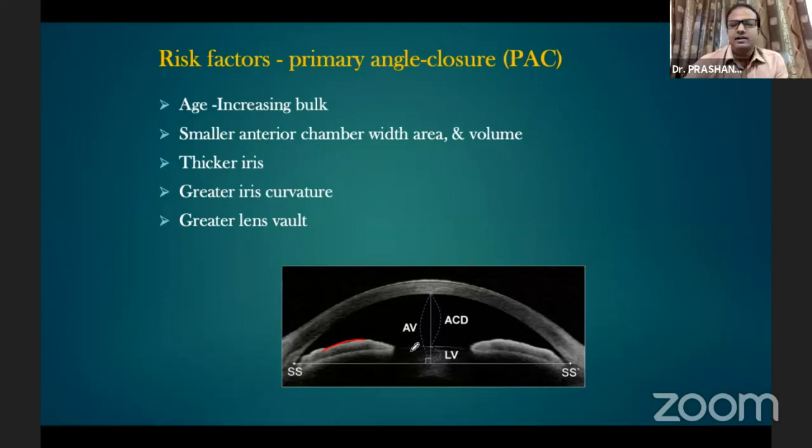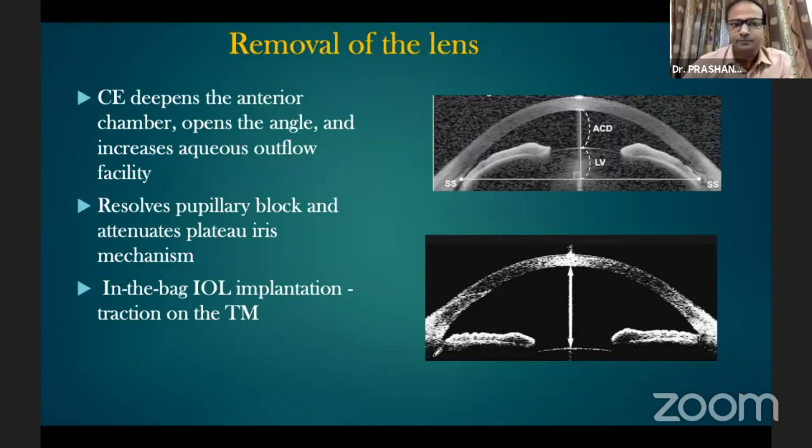Now, what is lens vault? Lens vault is the perpendicular distance of the anterior lens surface from a line drawn artificially connecting the two scleral spurs. So this distance is called the lens vault. With the aging of the patient and with the progression of cataract, this lens vault increases over a period of time, which causes the crowding of the angle. So removing the lens can deepen the volume of the anterior chamber or depth.